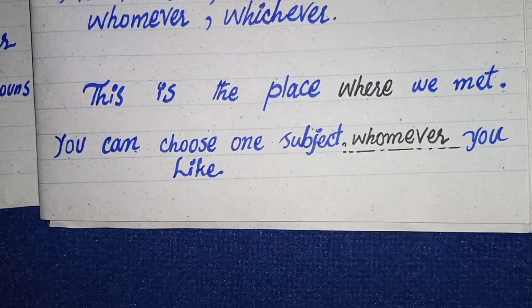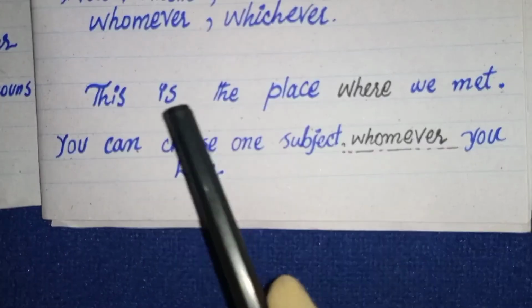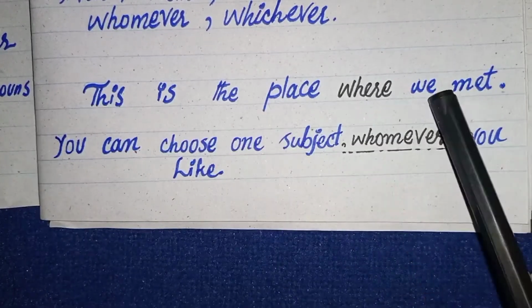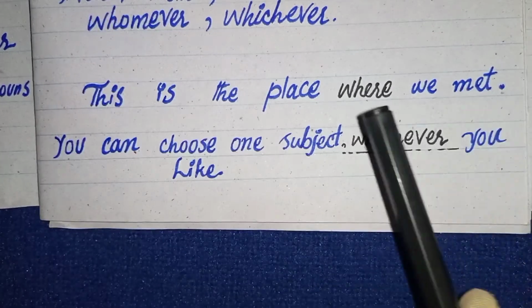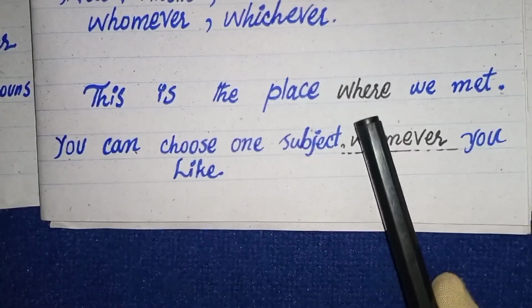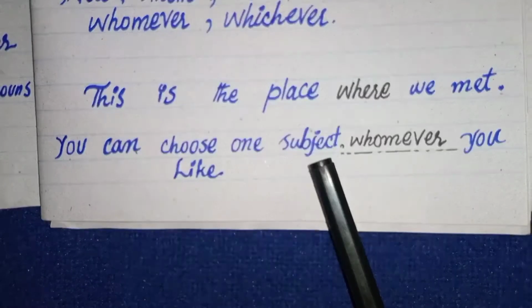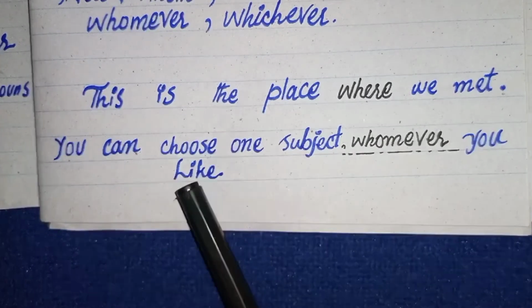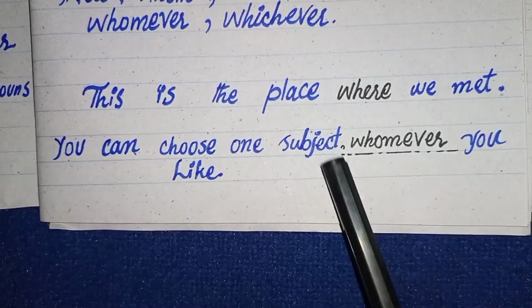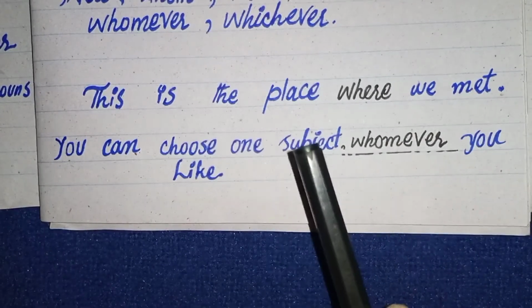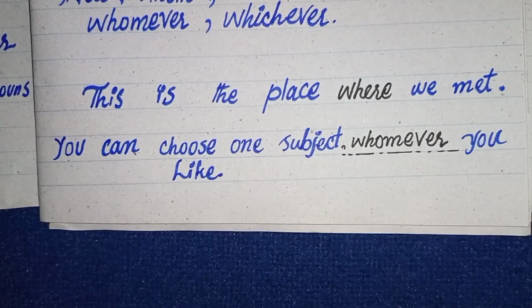We can use the relative pronoun in a sentence like this: this is the place where we met. Where is the relative pronoun. Another example: you can choose one subject, whomever you like. Here, whomever is the relative pronoun.